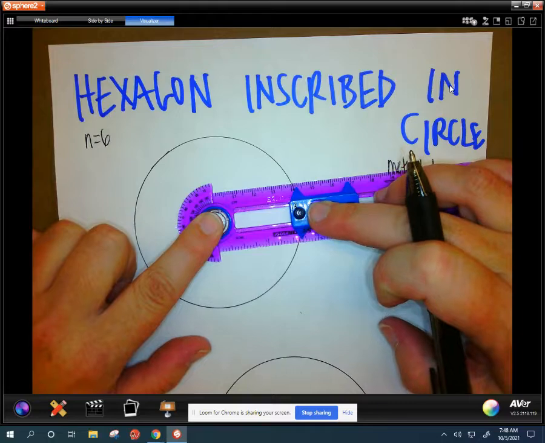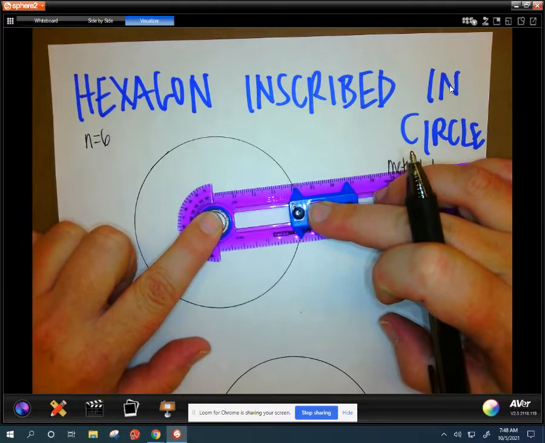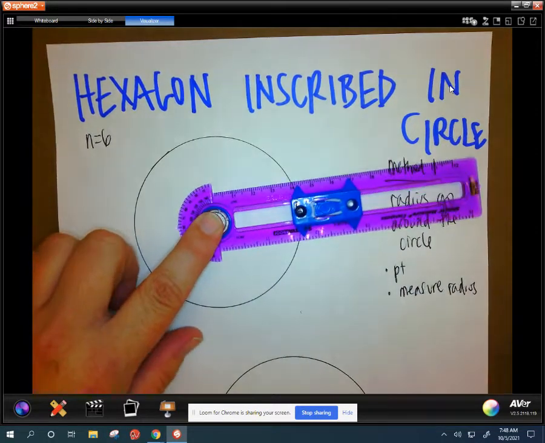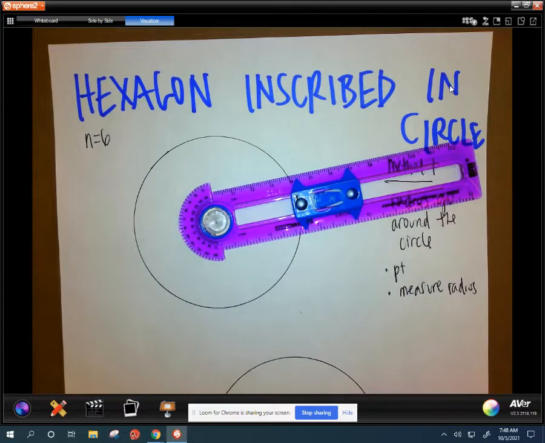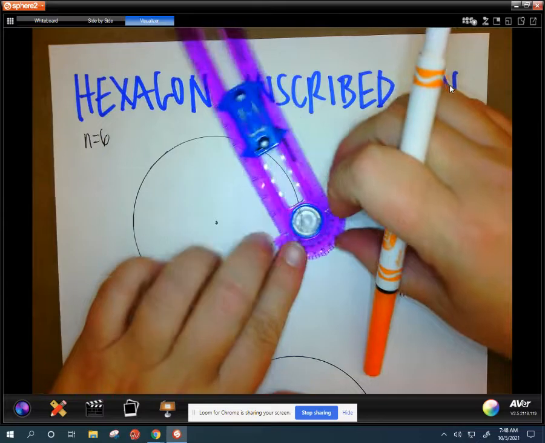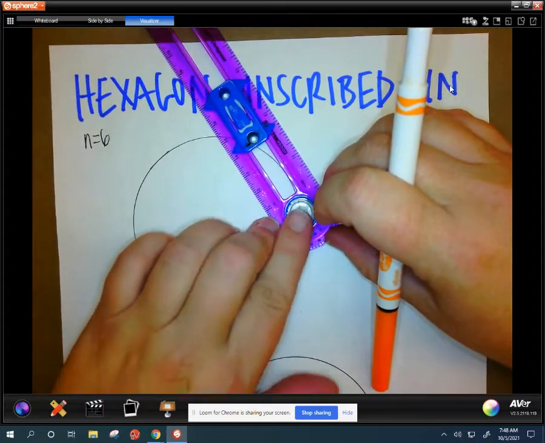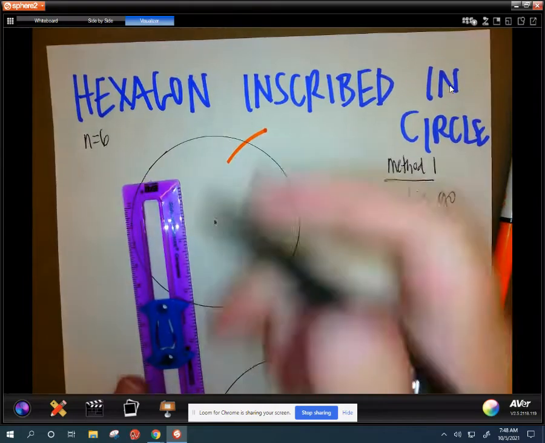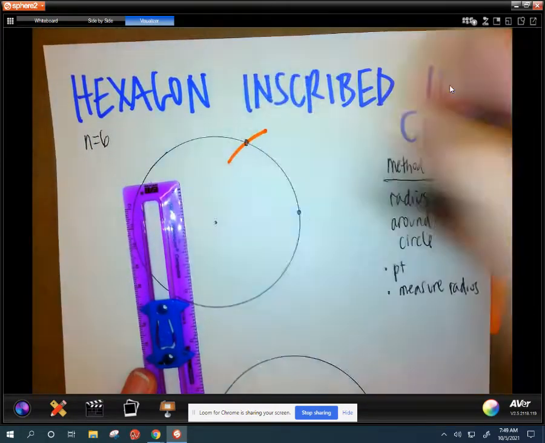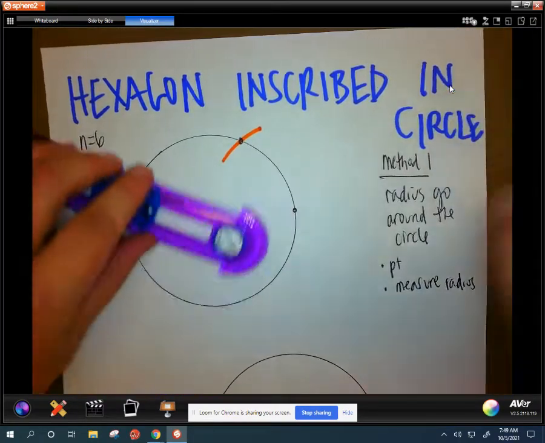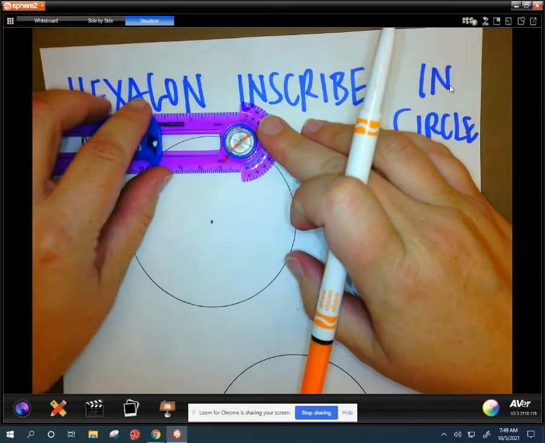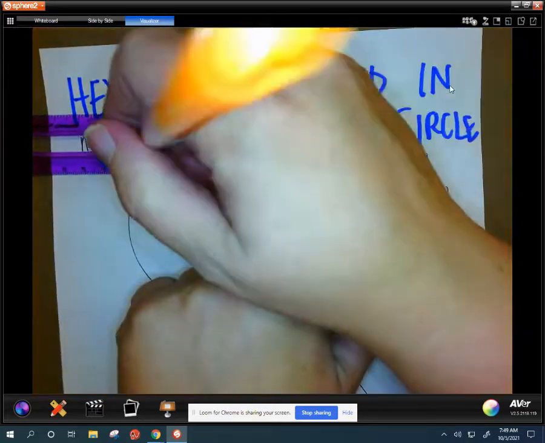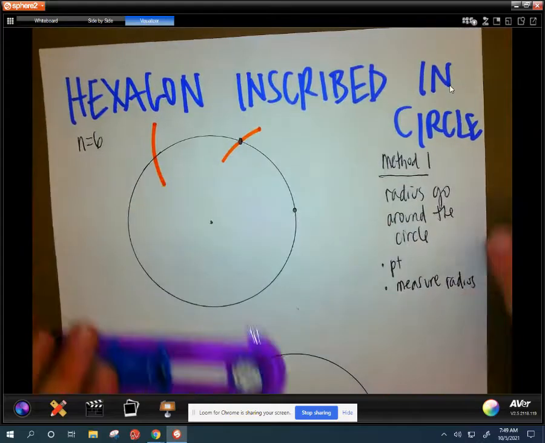Here I am. And now what you do is you mark off that radius as you go around the circle. I always go around the circle counterclockwise. Honestly, it doesn't matter. So I go to the point on the outside, I make a mark, an arc. Now, this is my next point. That's one of the points of my hexagon. I put my center on that point, and now you can kind of see how I am going around.